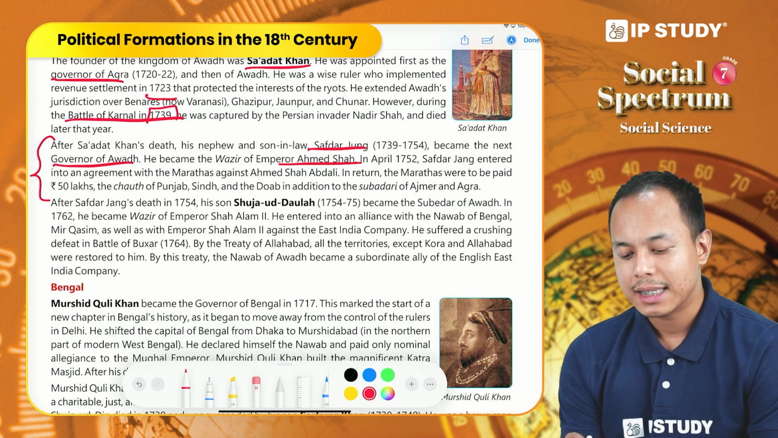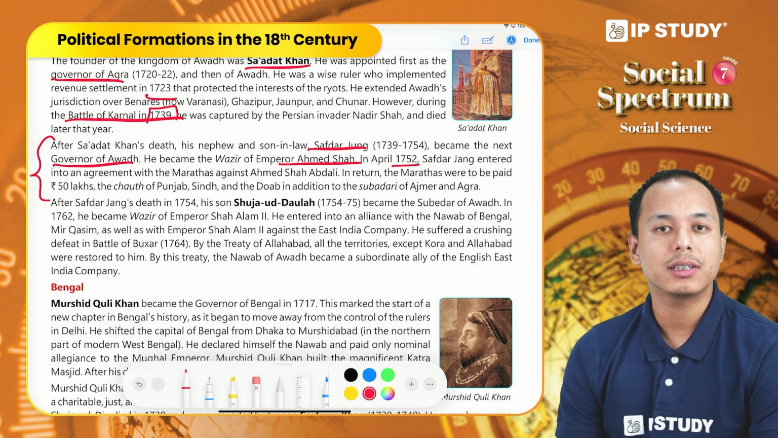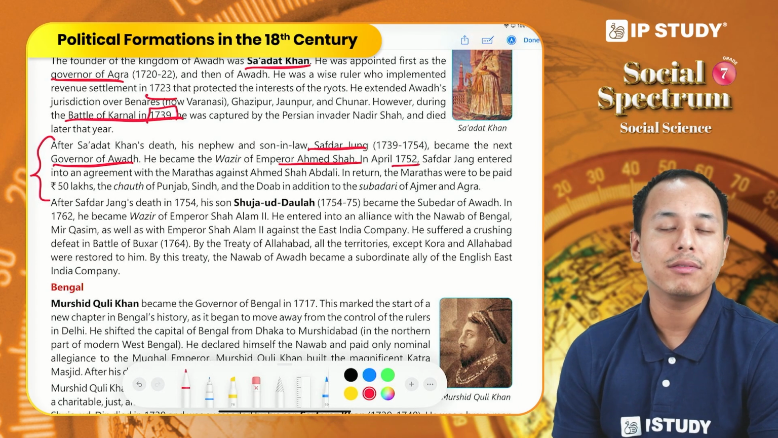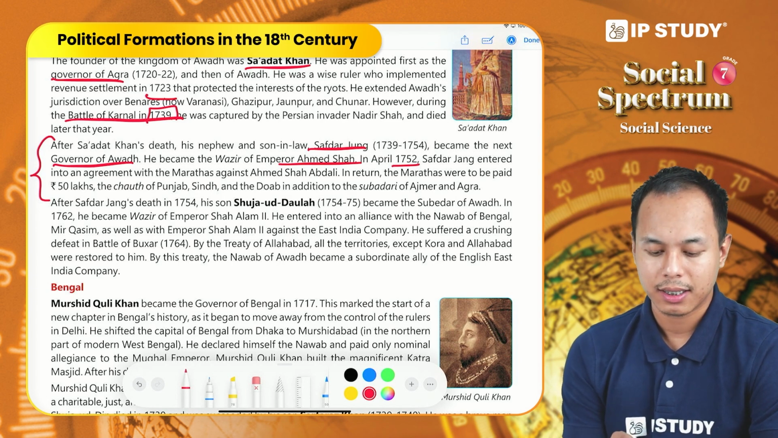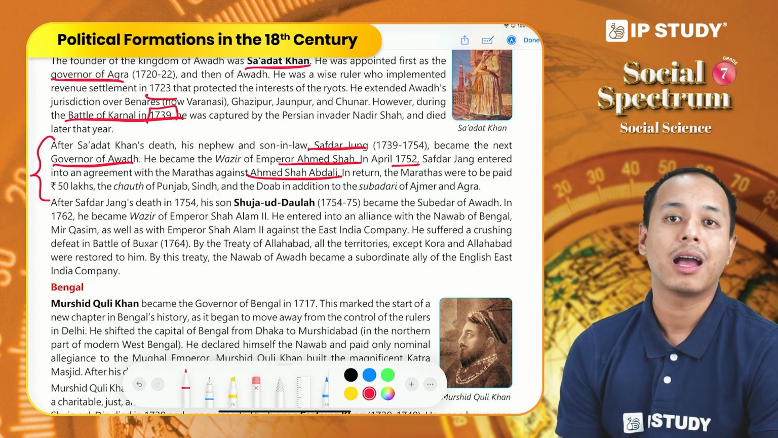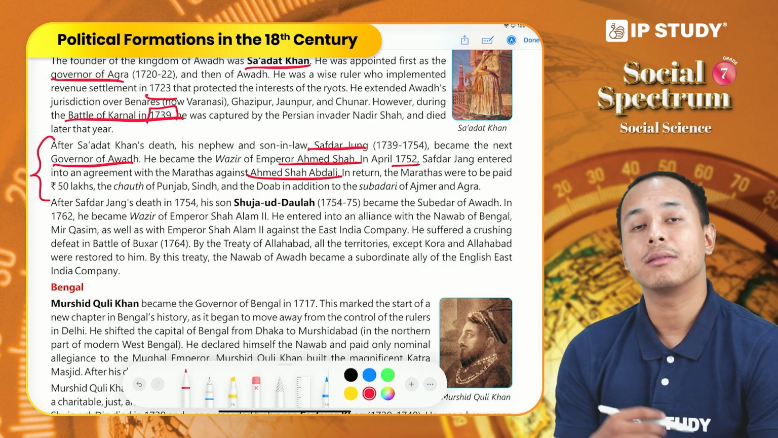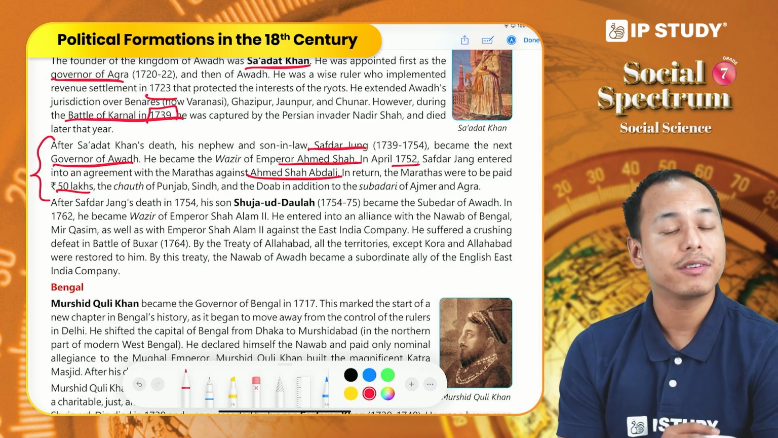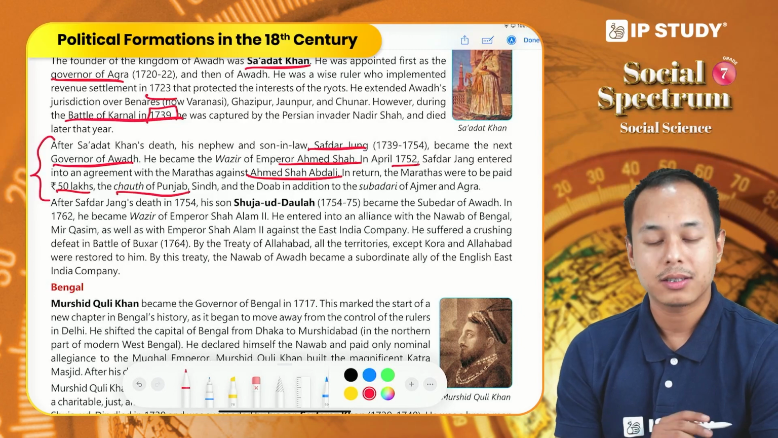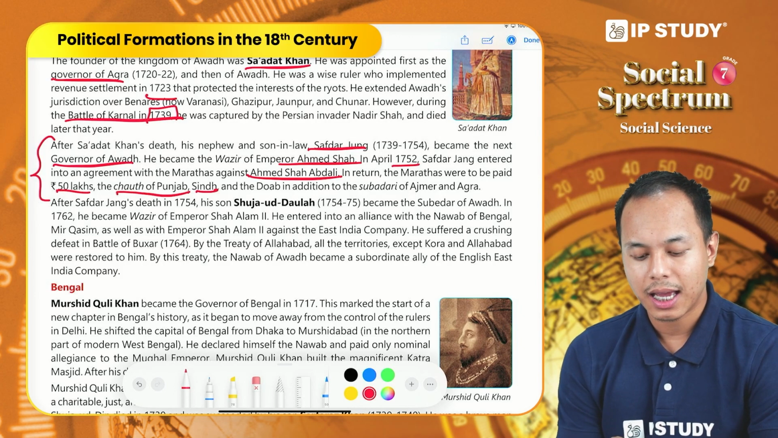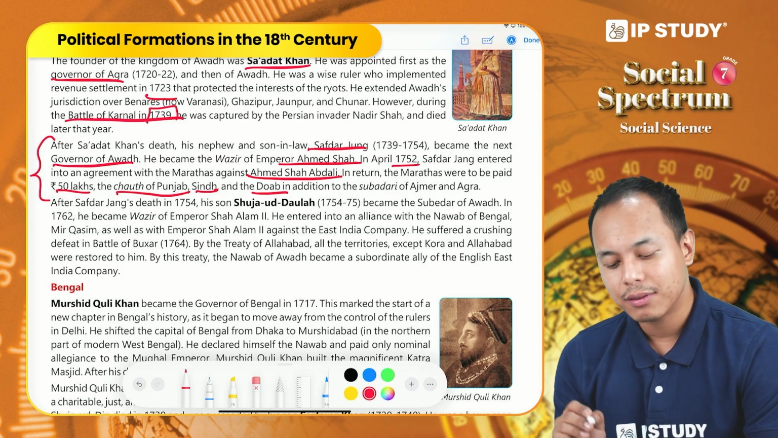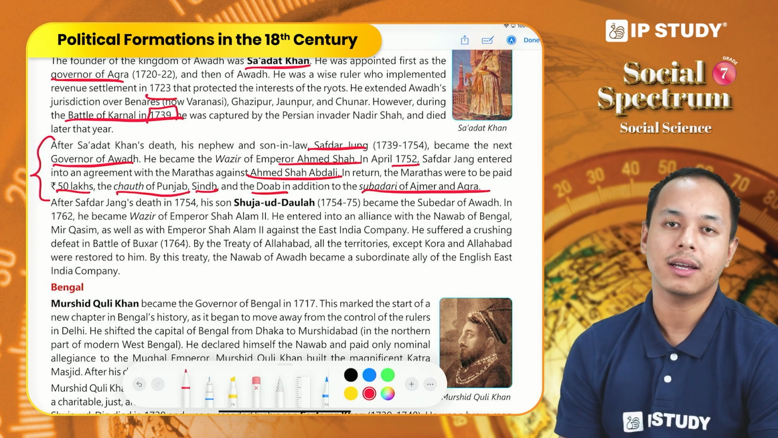However, in 1752, Safdarjung entered into an agreement with the Marathas against Ahmad Shah Abdali. As per the alliance, the Marathas were to be paid rupees 50 lakhs, the south of Punjab, Sindh and Doab, in addition to the Subedari of Ajmer and Agra.